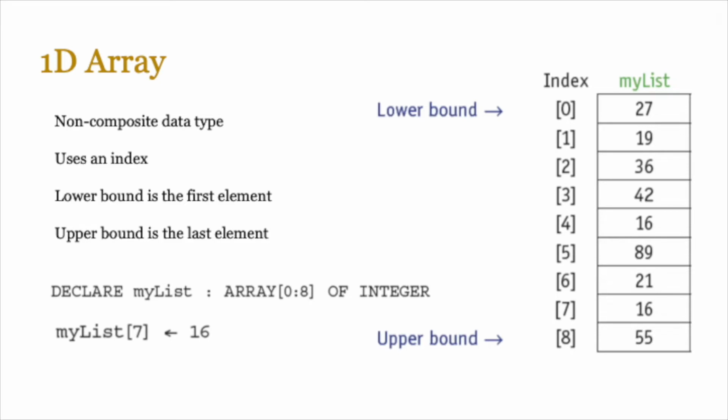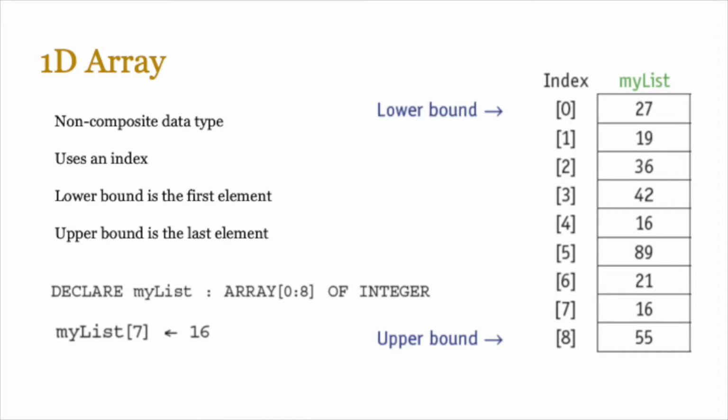Right, so one-dimensional arrays are non-composite data types. Basically means they store the same type of data in them. They use an index. They also have a lower bound, which is classed as the first element of that index. In this case, it will be 0. And then you also have upper bound, which is the last element. In this case, that would be 8. Remember, we're just referencing the index elements and not the actual data.